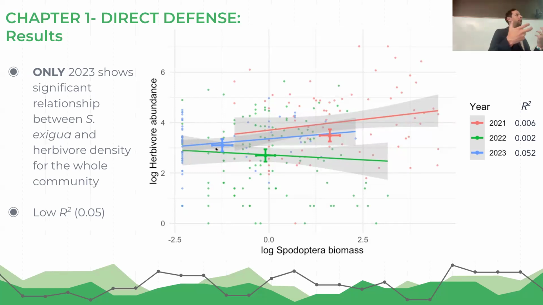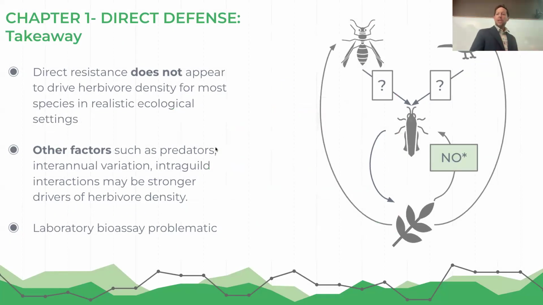We interpret that as meaning that these plants are resisting Spodoptera as they age. These are the same plants just over years. And maybe there might be some convergence here as more time goes on, where plants will become more and more resistant to Spodoptera, and that resistance may actually map onto herbivore densities to a greater degree. But at least right now, we don't really see much of that. So our takeaway for chapter 1 is that direct resistance does not appear to drive herbivore density for most species in realistic ecological settings for our time frame.